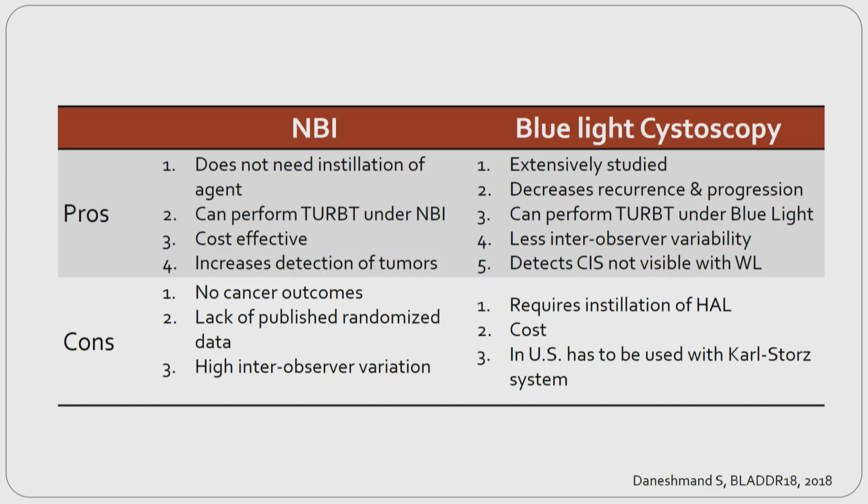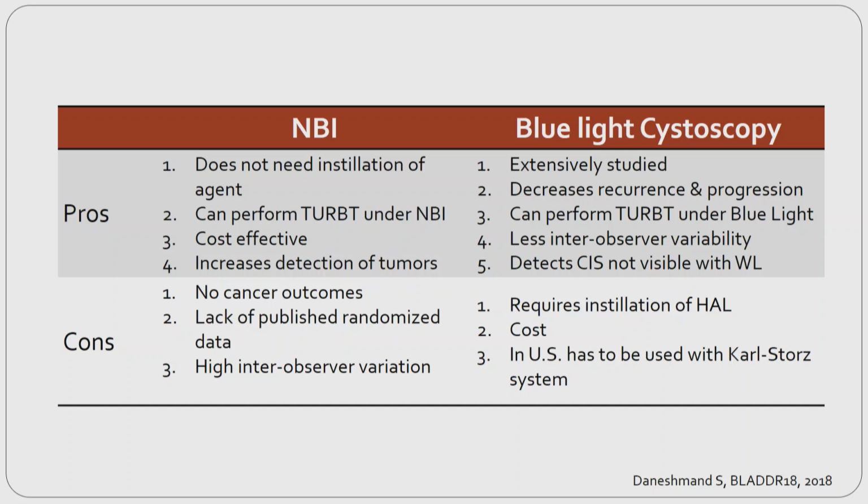With blue light, it's clearly been studied extensively, as I showed you. It has been shown to decrease recurrences and progression. You can perform TURBT under blue light, of course. There's less inter-observer variability, because if something's pink, it's pink. You can biopsy it. Your false positive rate might be a little higher when you're first starting out doing blue light cystoscopies, but it quickly drops to that 9-10% range. And it does detect CIS, which is harder to detect with narrowband imaging.